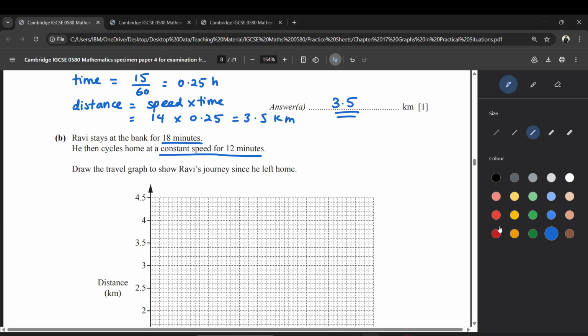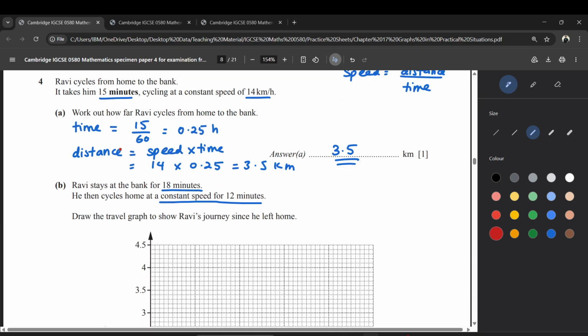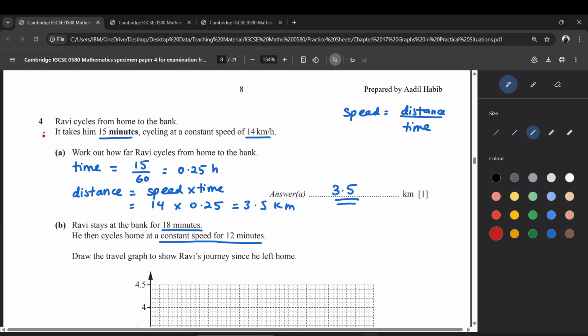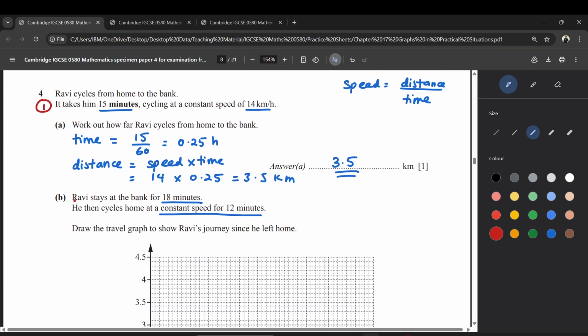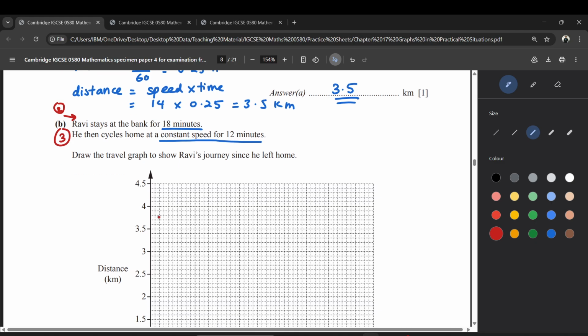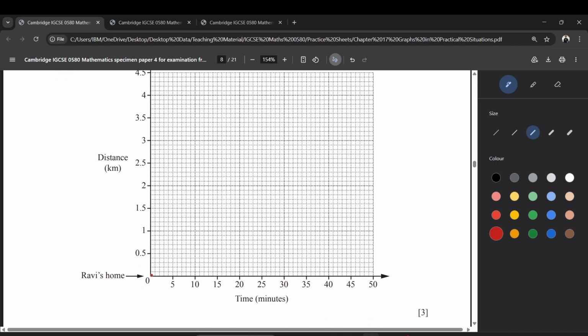Now, there are three parts of the journey. This is the first part where it takes him 15 minutes at a constant speed of 14 kilometers per hour. Then there's a second part where he stays at the bank for 18 minutes. And then there's a third part. So this is second, and then this is third. Now, if I start from here, because Ravi's home is over here, right? So this is going to be my first coordinate.